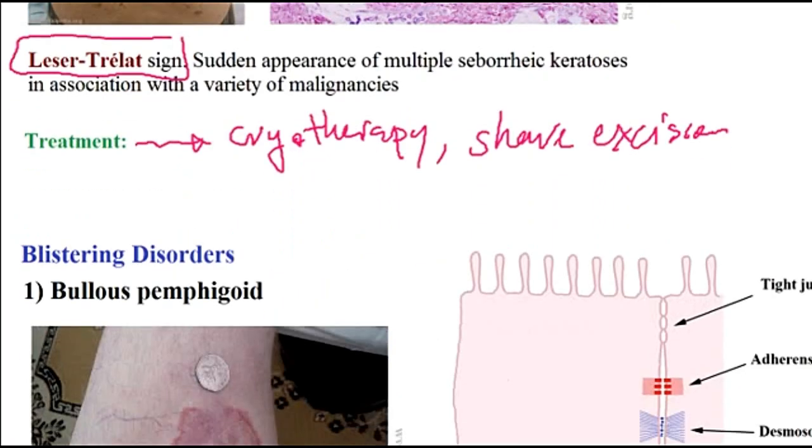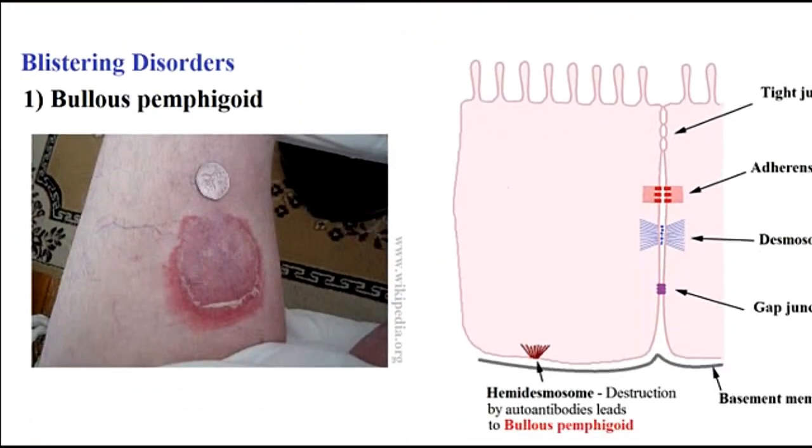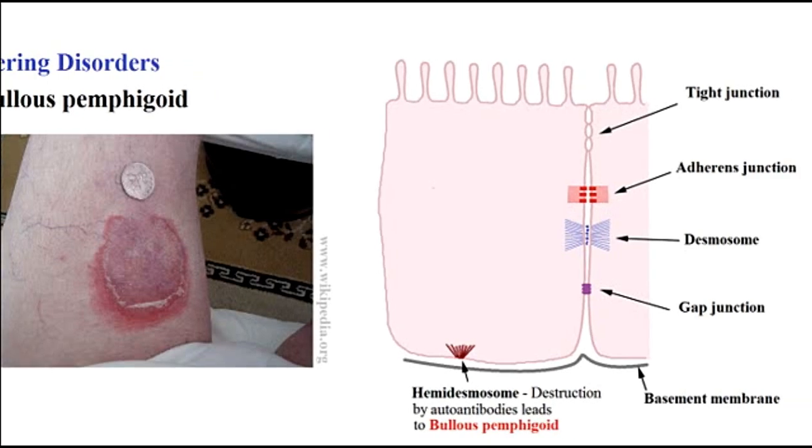The next disorders are blistering disorders, and in order to understand those, first I would like to discuss the structures of the skin that hold cells together. Here I have two cells in the epidermis that are being held together. We have the tight junctions, the other name for which is zona occludens. These tight junctions, which are composed of claudins as well as occludins, will prevent paracellular movement of solutes.